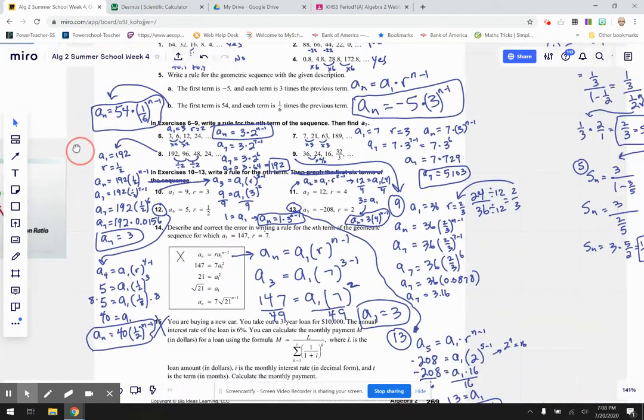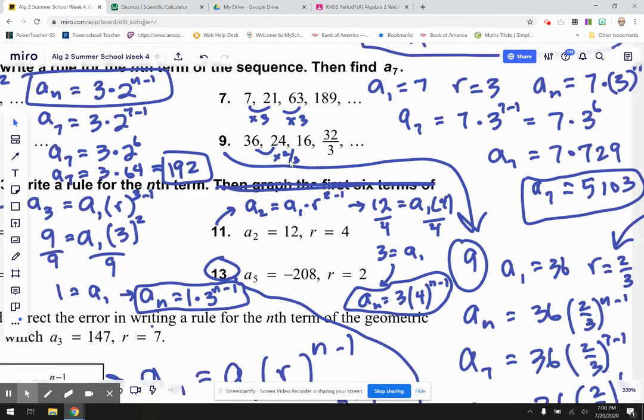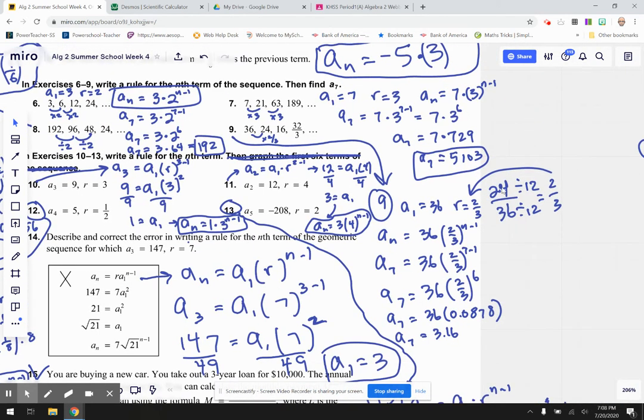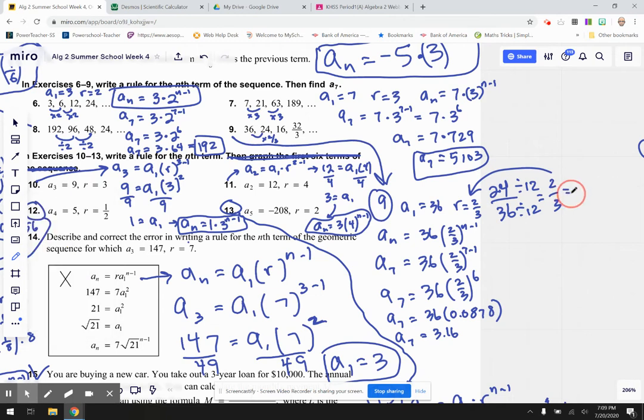Number 9 is a little trickier simply because how did you get from 36 to 24? Well, like I said, you need to put the 24 on top of the 36. The second one goes on top of the first one, and then you can reduce that to find your r. So if I put 24 over 36, that's going to equal my r value right there, 2/3. So my first term is 36. My ratio is 2/3, n minus 1, that's my rule. And they want us to plug in a 7. So 7 minus 1 is 6. 2/3 to the 6th power.